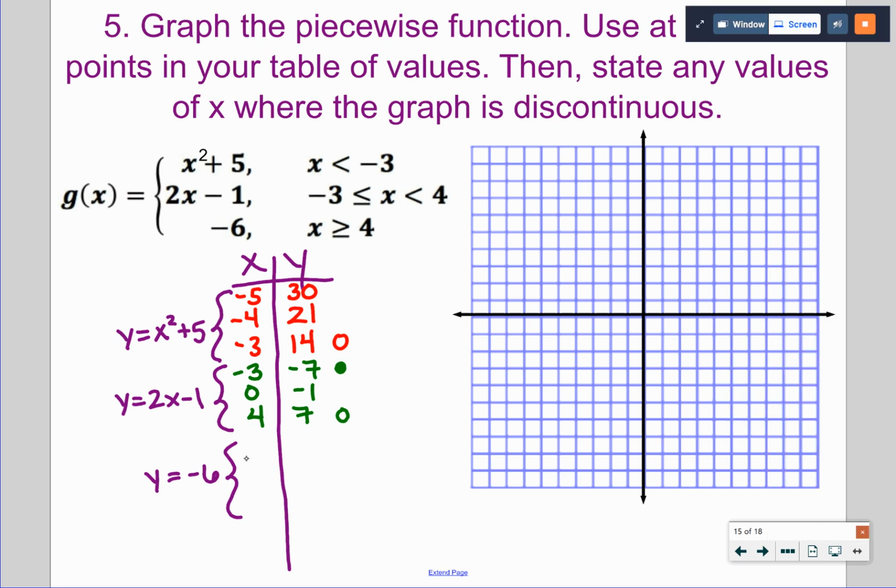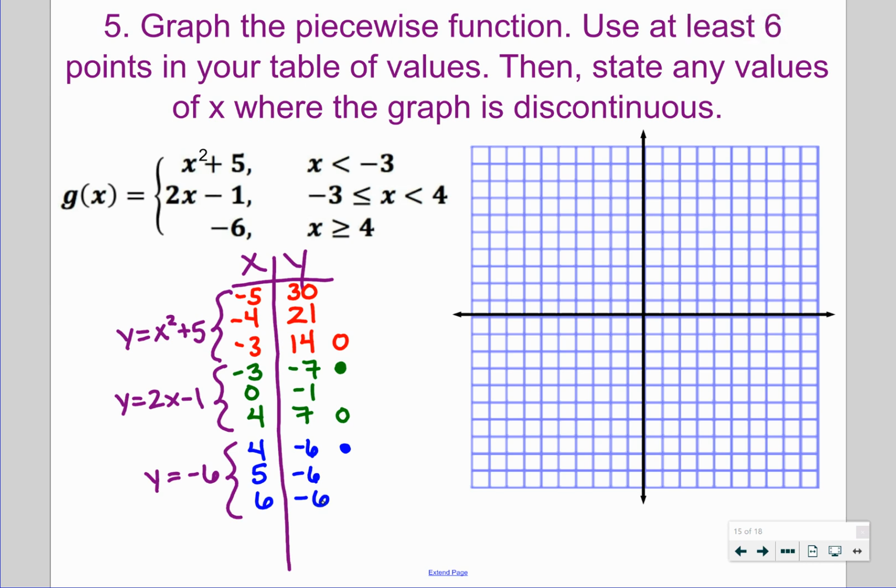y equals negative 6 is defined for x values greater than or equal to 4. So I definitely want to use 4. 4 is going to be a closed dot there. And then any number bigger than that, 5 and 6. Now this one's interesting because is there an x in the equation? No, so there's nothing to plug in. No matter what number I choose for x, the answer is always going to be what? Negative 6, because this is a horizontal line. Every point on this line has a y coordinate of negative 6.